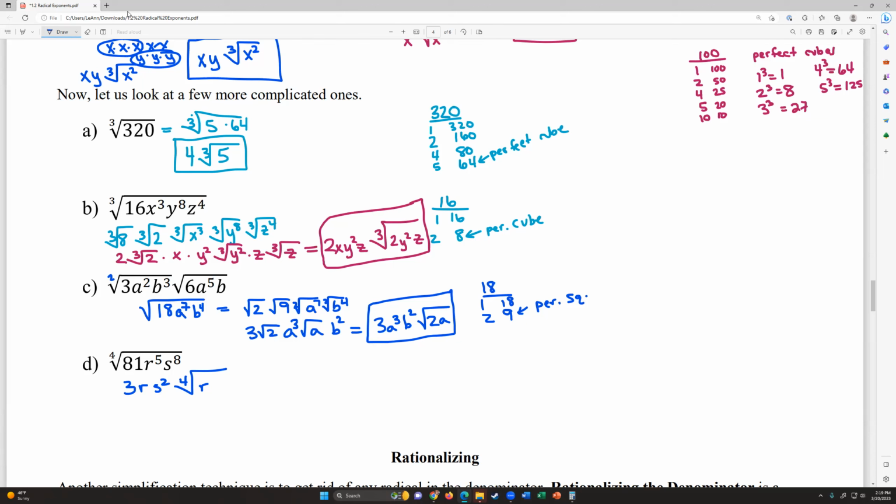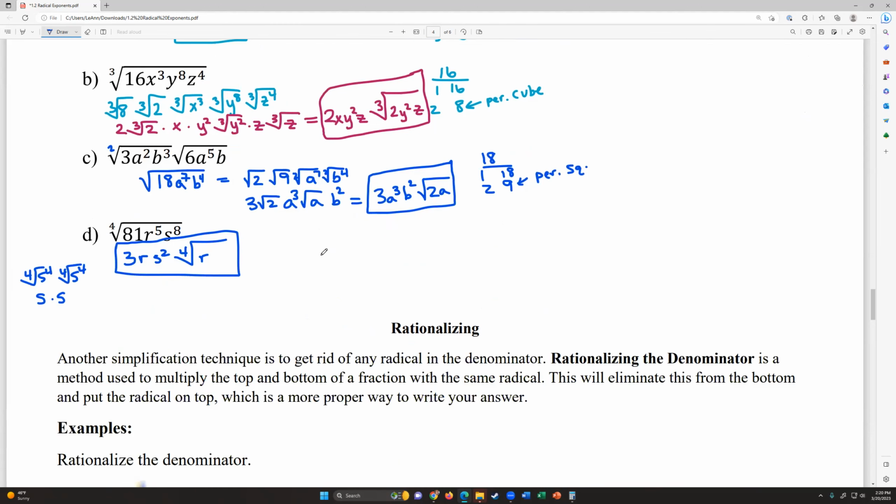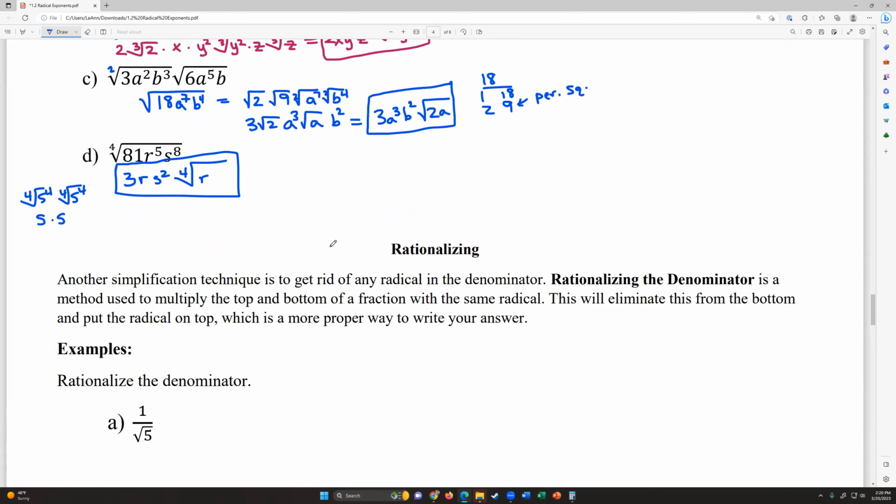So remember, if you're trying to remember what we mean by that, it's the 4th root of s to the 4th and another 4th root of s to the 4th. Each of those gives us an s, which is why we get s squared. Okay. So hopefully that visual helps. All right, so that ends the simplifying radicals.